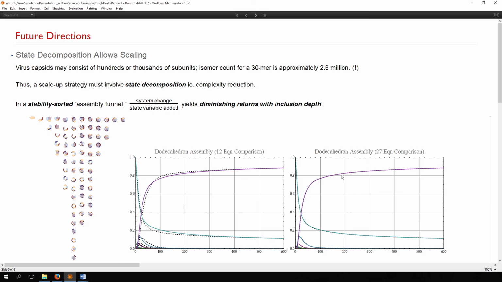So this figure over here, the dashed line, instead of the colored line, still represents the exhaustive model. The dashed line, if you can see it here, represents a 27 equation system, which is the top 3 tiers here. So instead of just the top layer of the most stable intermediate model, you have a truncated enumerated system where you have 27, or the top 3 tiers here. And you can see that it's almost exactly the same kinetics. You have very little change, but the amount of system change per state variable added is rapidly diminishing as you go deeper into the assembly funnel, as it's been called.